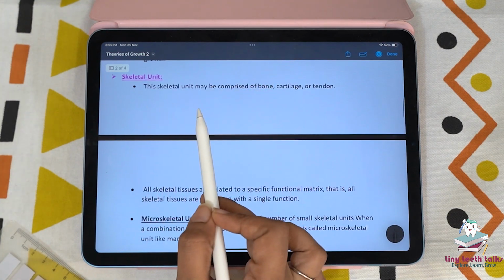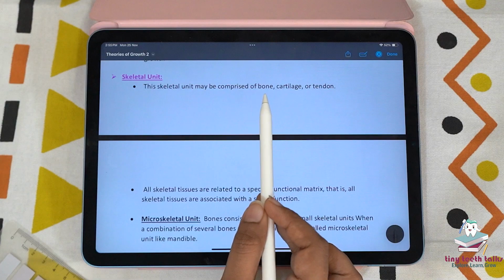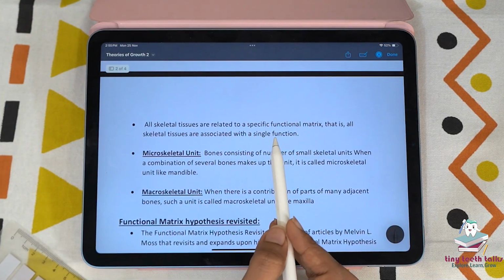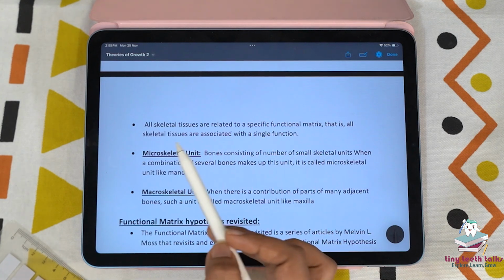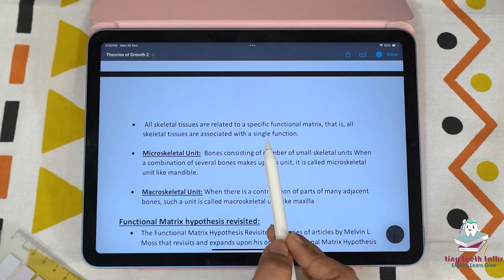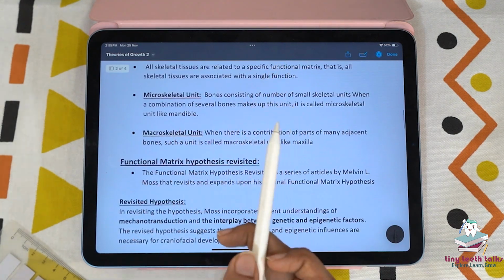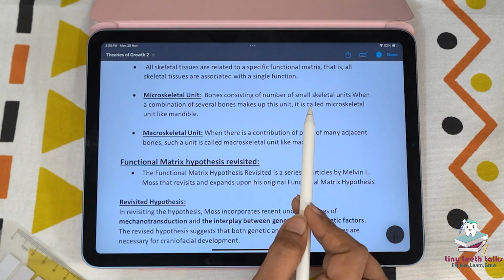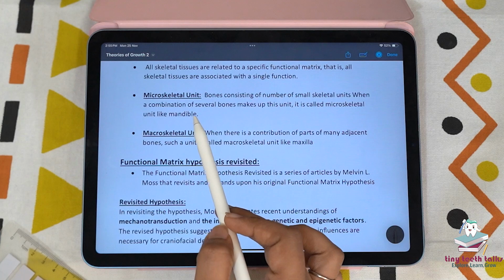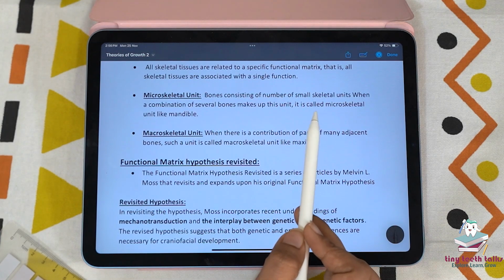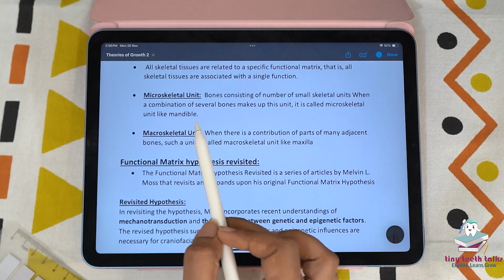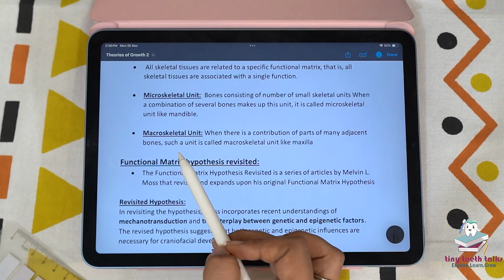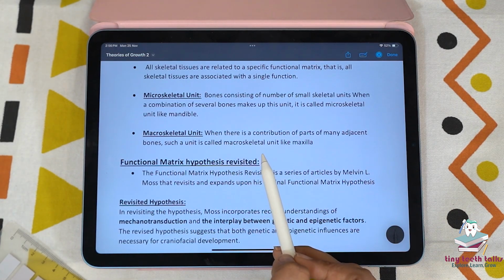Coming to the skeletal unit, a skeletal unit may be comprised of bone, cartilage, or tendon, and all the skeletal tissues are referred to a specific functional matrix, that is, all skeletal tissues are associated with a single function. They contain microskeletal units and macroskeletal units. Bone consists of a number of small skeletal units. When a combination of several bones makes up this unit, it is called the microskeletal unit, like the mandible. And when there is a contribution of parts of many adjacent bones, such a unit is called the macroskeletal unit, like the maxilla.